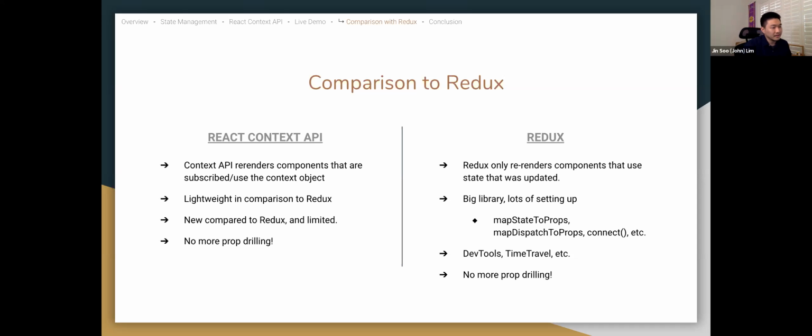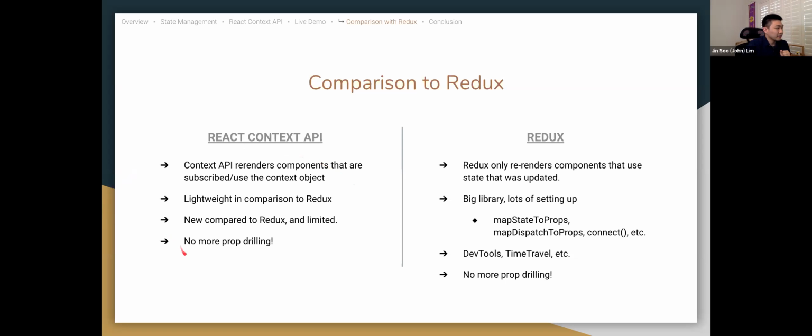Redux, on the other hand, only re-renders components that use state that was updated. So for example, if our state was a huge object and we have a component that's using a key in that object, and that key is the only thing that's changed in that object, that component is the only one that's going to be re-rendered. They might sound a little bit similar, but if you use React context a little bit carelessly, it can become very expensive to use.